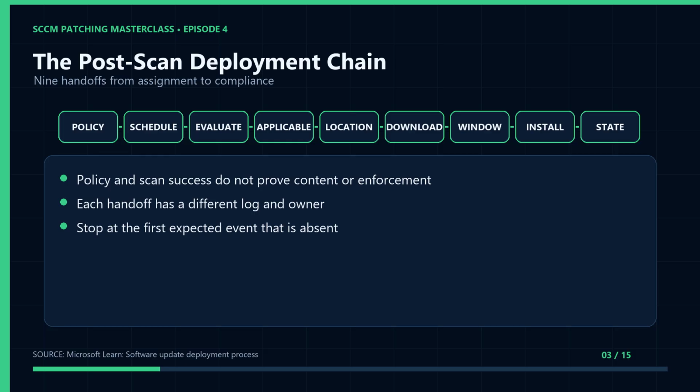Content access and content transfer manager request a distribution point location. Data transfer service uses BITS to download into the Configuration Manager cache, and content access verifies the hash. The client waits for an eligible maintenance window when required, then WUA handler asks Windows Update Agent to install. Restart detection and state messages finally produce compliant deployment status. Always stop at the first missing handoff.